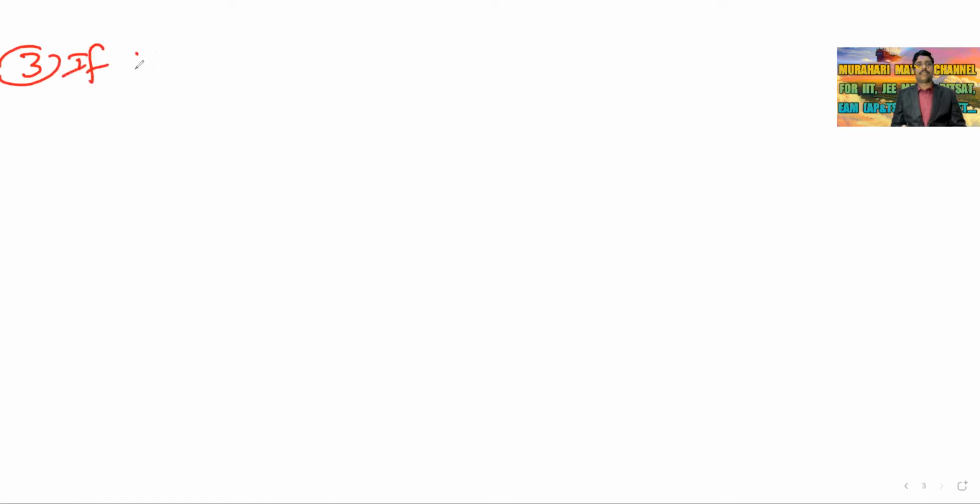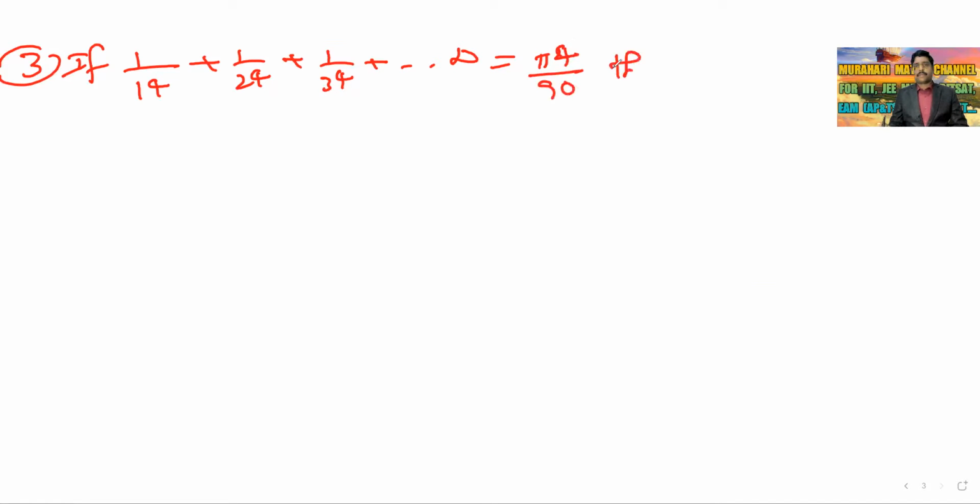If 1 by 1 to the power 4 plus 1 by 2 to the power 4 plus 1 by 3 to the power 4 and so on up to infinity is equal to pi to the power 4 by 90, then 1 by 1 to the power 4 plus 1 by 3 to the power 4 plus 1 by 5 to the power 4 and so on up to infinity is?